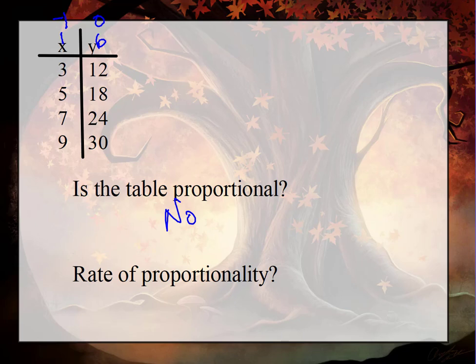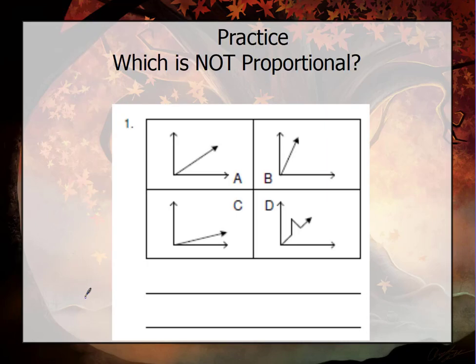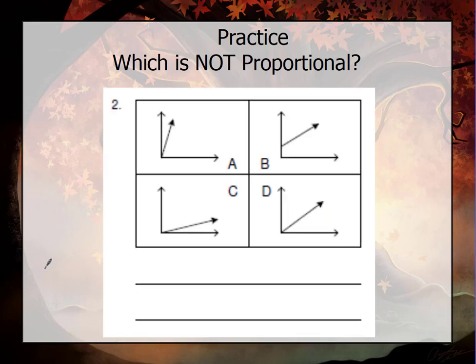Okay, so 2 more questions, and then we'll be done. So this one right here: which one of these graphs is not proportional? Well, we know for a graph to be proportional, it's got to go through the origin, and it has to be a straight line. So D is the one that's not proportional. Okay, what about this one? Again, which one's not proportional? It's a line, but it doesn't go through the origin. So this one is not proportional.